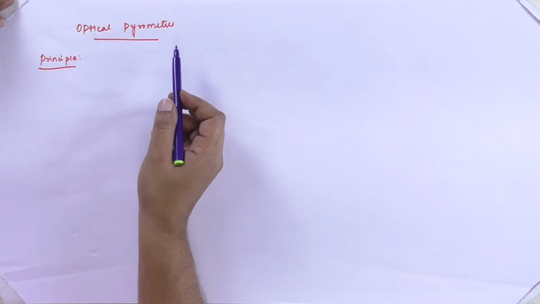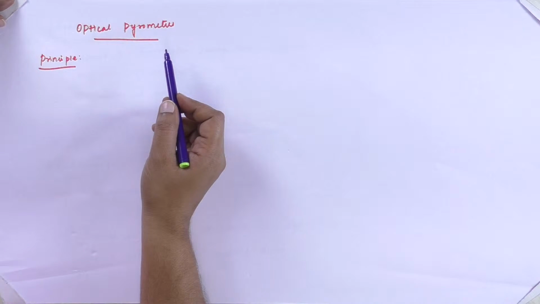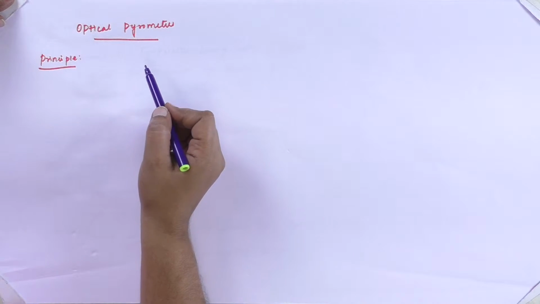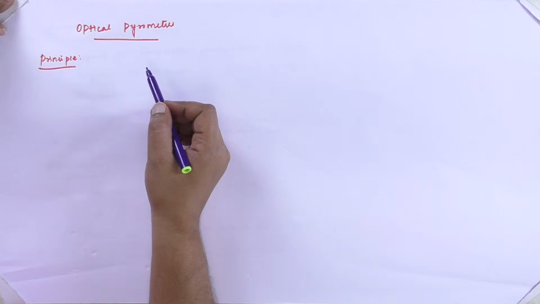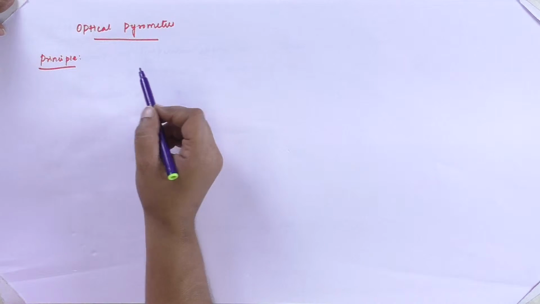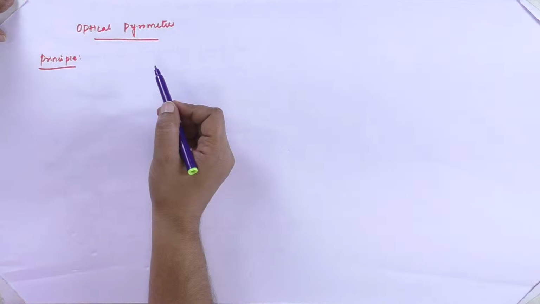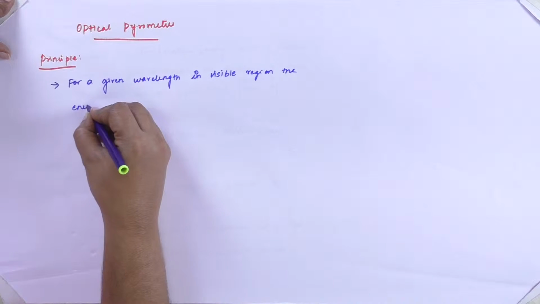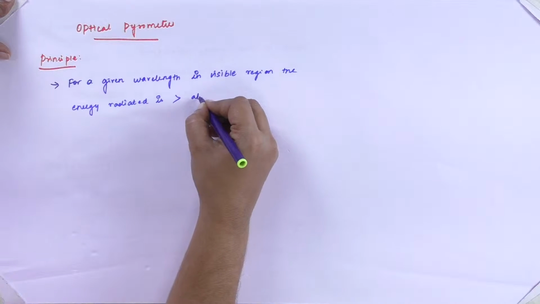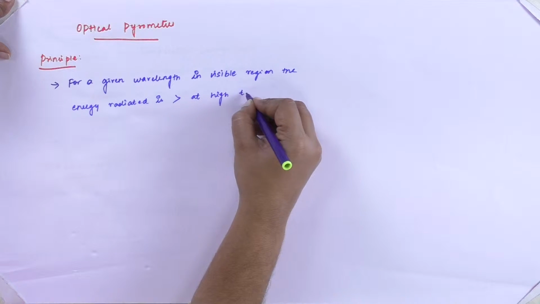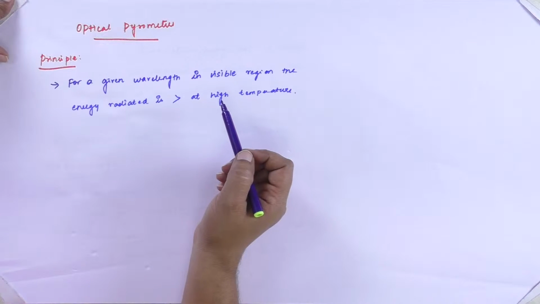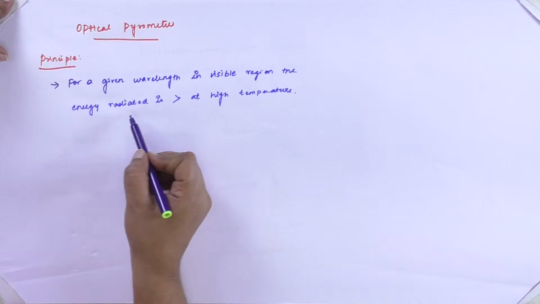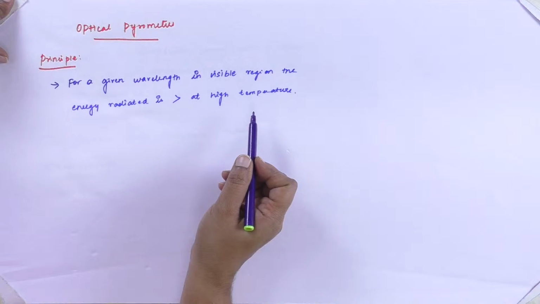The radiation from a heated body at high temperatures falls within the visible region of the electromagnetic spectrum. For a given wavelength in the visible region, the energy radiated will be higher at higher temperature.